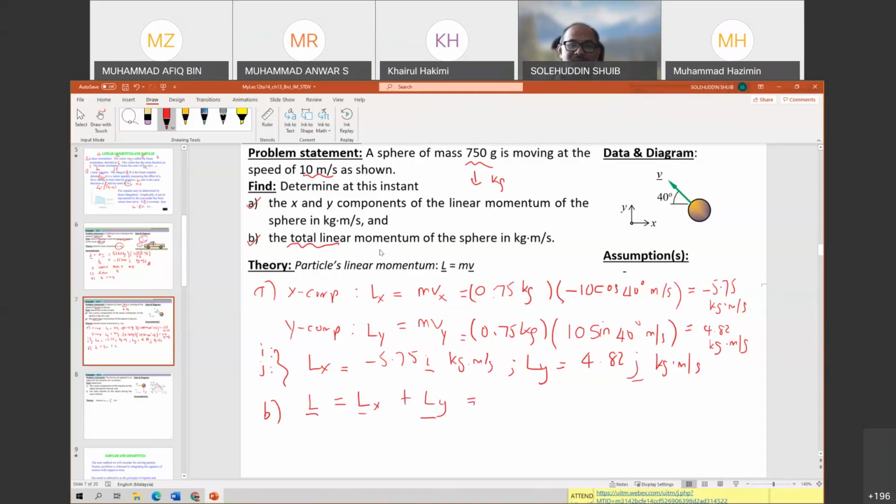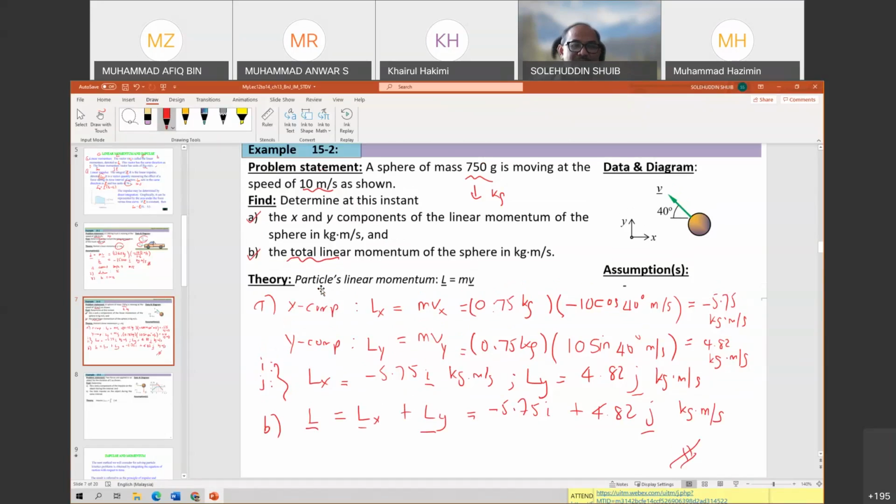So you can put here minus 5.75 i plus 4.82 j. And then don't forget the unit. If you didn't put the unit, you cannot get the full mark. So you put the unit, and now you get the answer for part B.